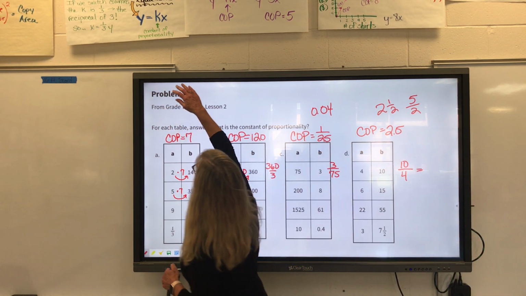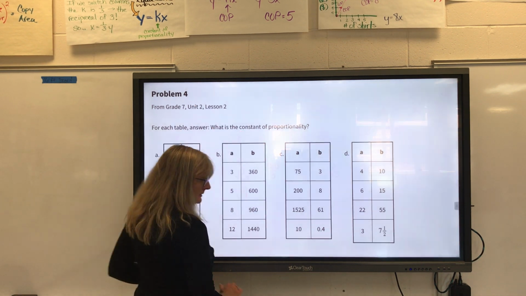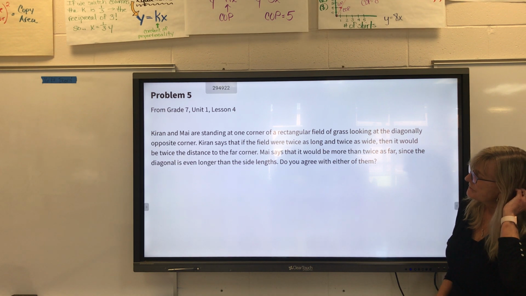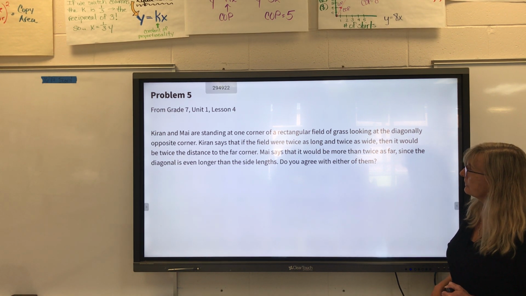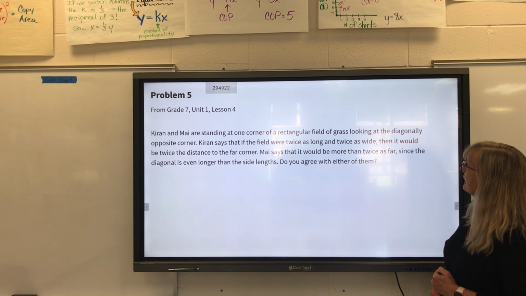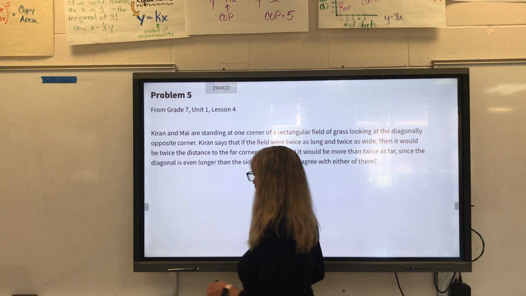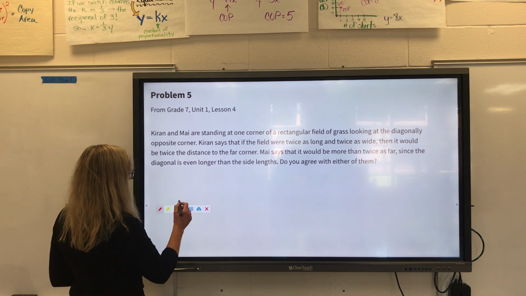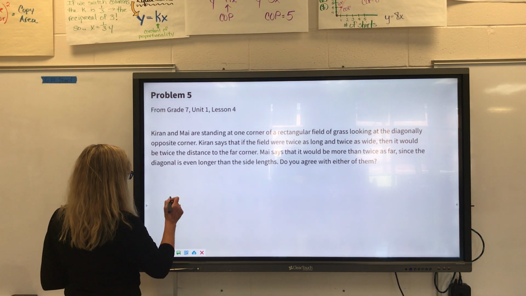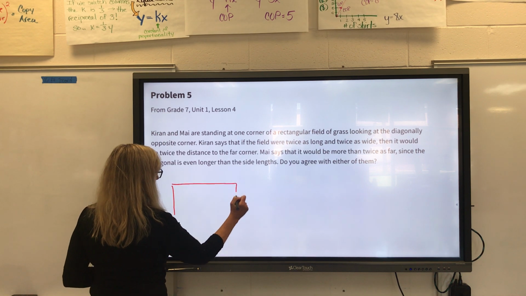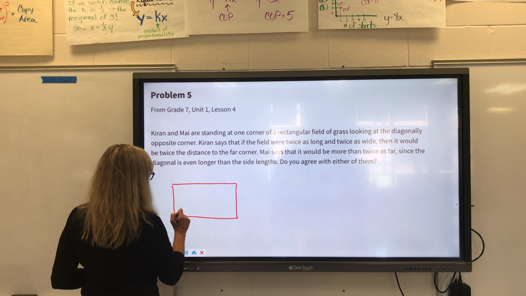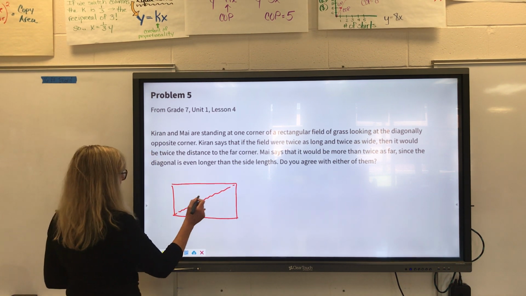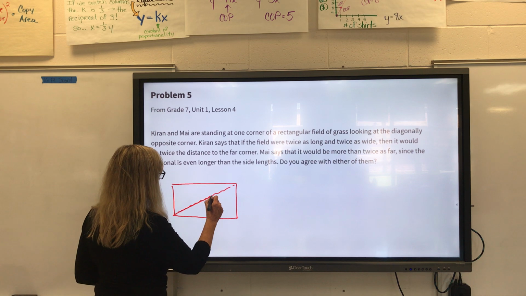I think we're on the last problem now. Karen and Mai are standing at one corner of a rectangular field of grass looking at the diagonally opposite corner. Let's draw a picture. So they're standing at a field. It's a rectangle, and they're looking at that diagonal right there. That's supposed to be a straight line.